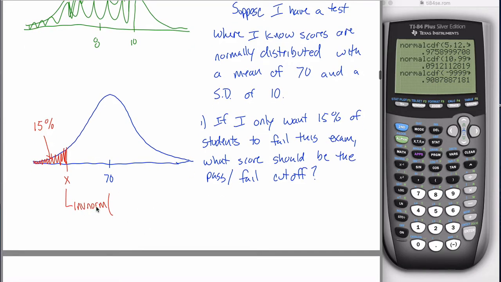What I'm saying is you're going to use inverse norm, and the area below the point that you're looking for, the area to the left of this point, is 15%, the center is 70, and the spread is 10. Sorry, it's 1.5 in the last problem. It's 10. Note that I didn't count up and down by tens down here because I don't know where x is until I use the inverse norm function on the calculator. When I'm drawing the picture here at the start, I don't know what x is.